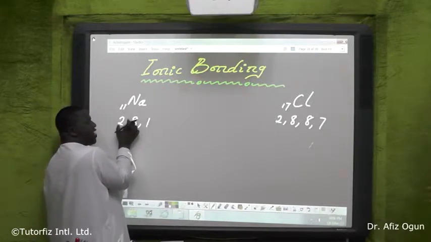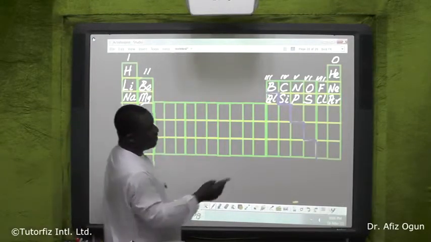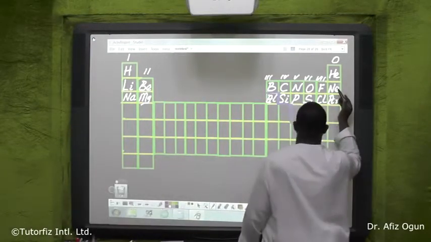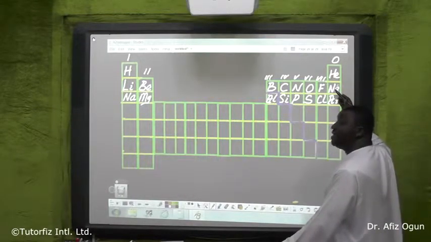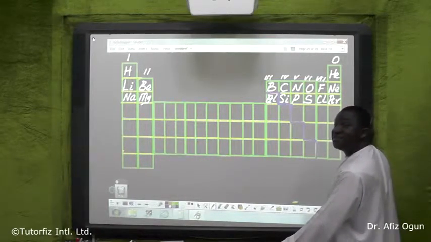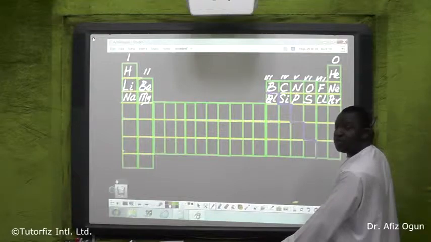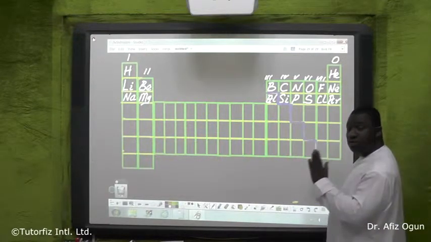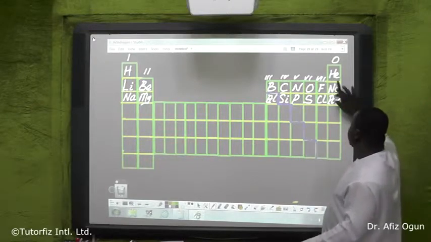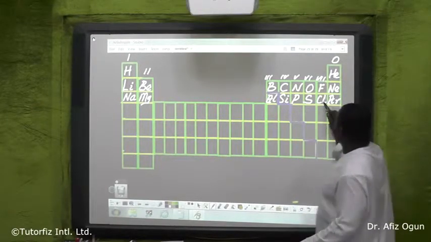When sodium now has 2,8, it now looks like who? Like neon. It is not chemically like neon. It is not physically like neon. It only has a similar electronic configuration as neon. Neon is 2,8. So when sodium loses its 1, it becomes 2,8. Sodium prefers to do that. Lose something to gain something. So it becomes like neon. So it's happy.